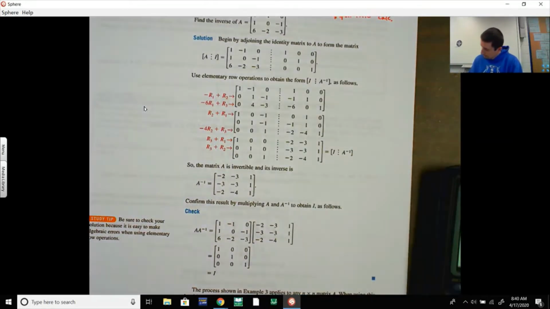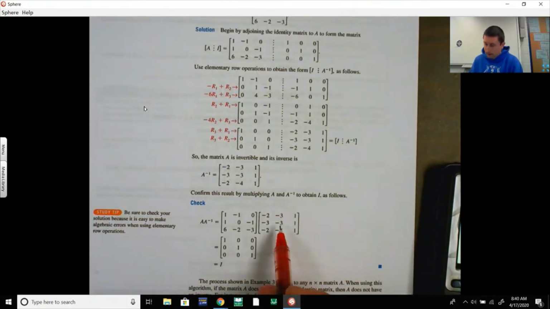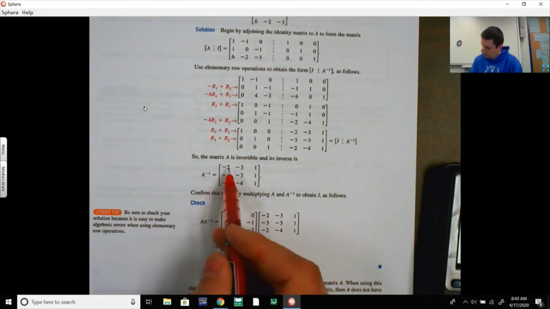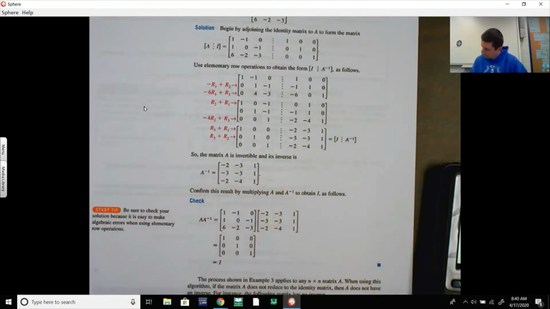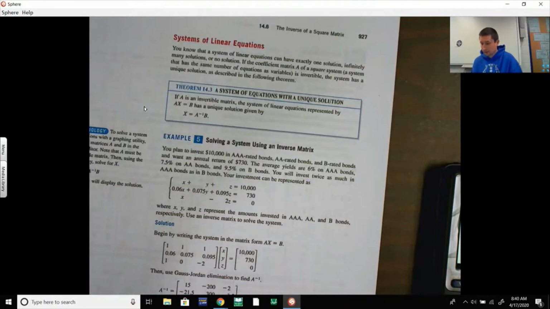Okay. So we check, well, does that match what they have? And they said, oh, yep, here's your inverse, -2, -3, 1. The same thing we have here. So that's how you can find the inverse of a matrix on the calculators.